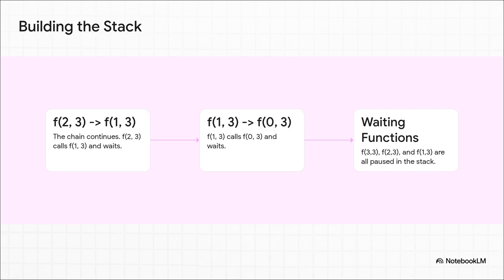f(2, 3) immediately calls f(1, 3). Then f(1, 3) immediately calls f(0, 3). And get this, nothing has been printed yet. We just have a stack of 3 functions, f(3, 3), f(2, 3), and f(1, 3), all patiently waiting for the calls they made to come back.